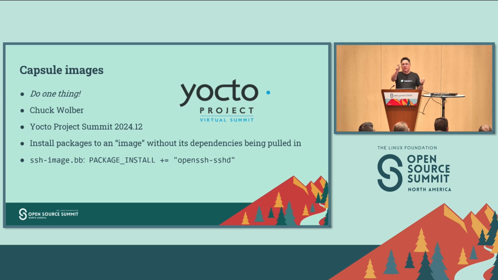Okay, so this is Chuck's idea. I did not come up with this idea. I learned about it at the Yocto Project Summit back in December, so not that long ago. His first slide was like, do one thing. That's pretty much all the explanation. You have an image and it just does one thing. In his example, that one thing was SSHD. So he had a capsule image that only had the configuration files and the binaries for SSHD and nothing else. That was the capsule image.